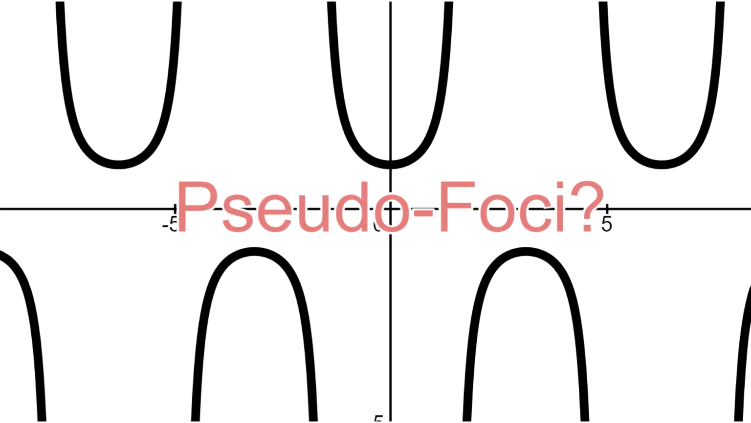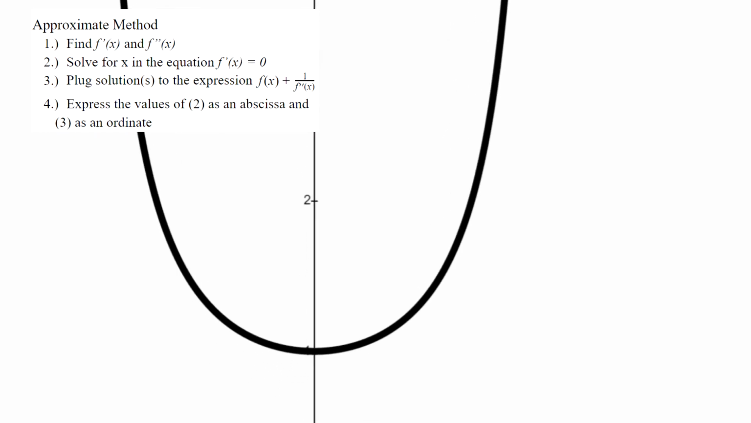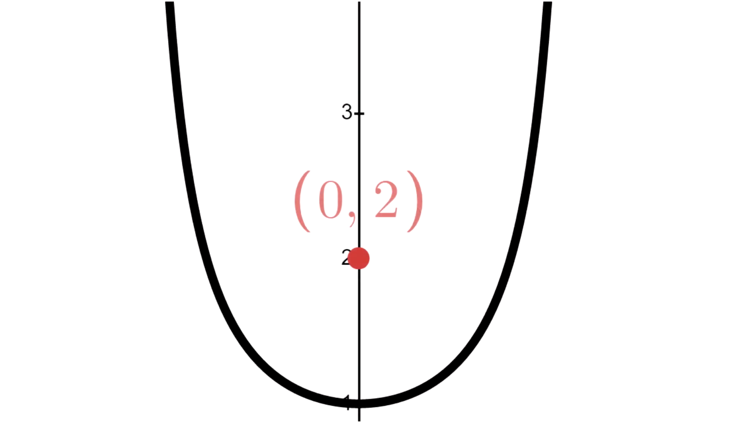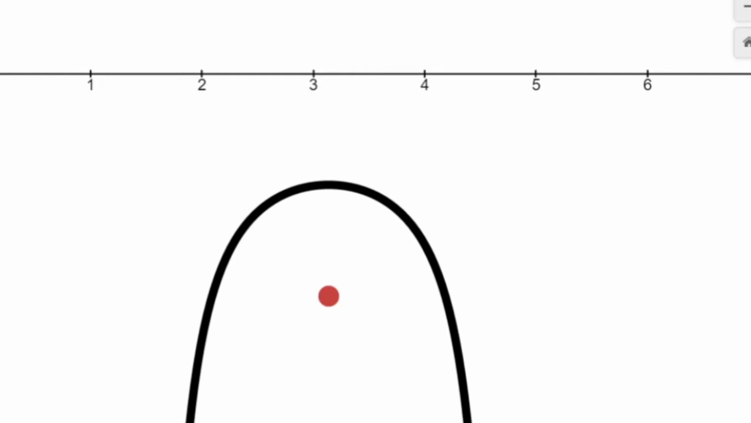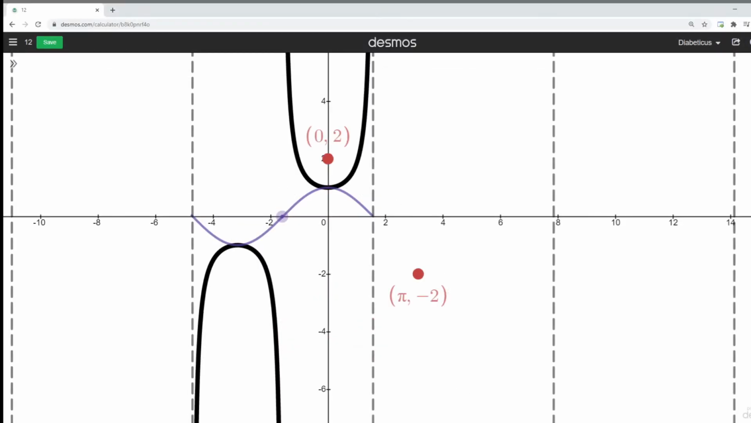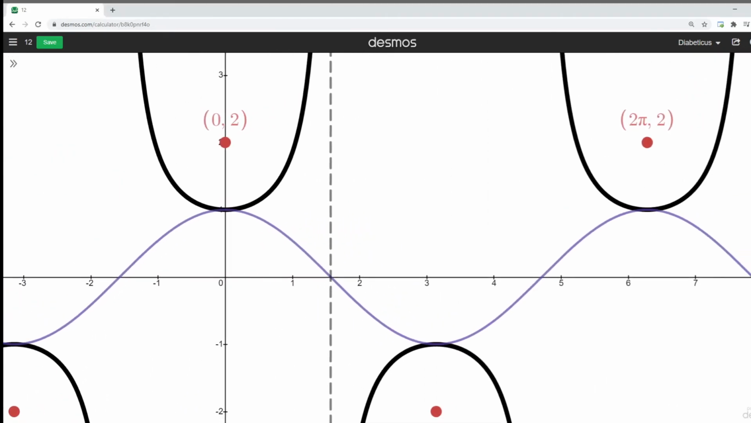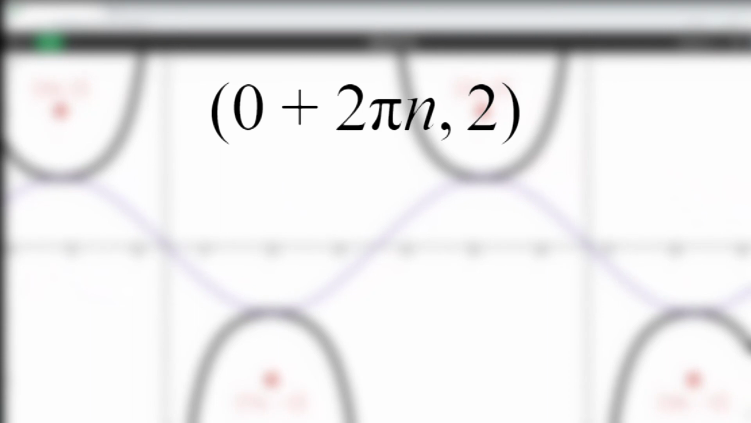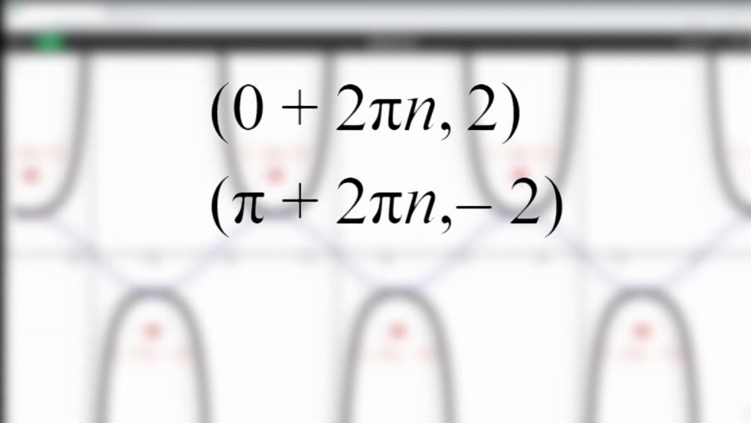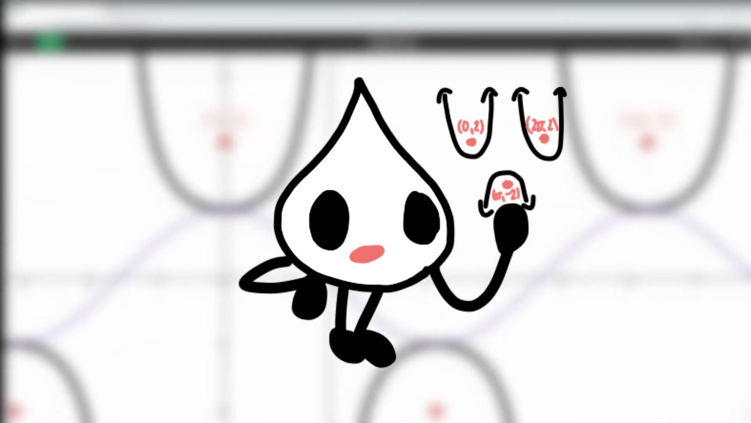Now, how about their pseudo-foci? Well, to start, a single mound has an upright curve, so the approximate method can be used here. Doing the easy work for you, this mound's PF comes out as (0, 2). Subsequently, we have the second mound, where this is simply (pi, -2). Since secant repeats like sine and cosine, we assume the same pattern of PFs to every repetition of 2 pi. Therefore, our infinite PFs are expressed as (0 + 2 pi n, 2) and (pi + 2 pi n, -2), where n is an integer.